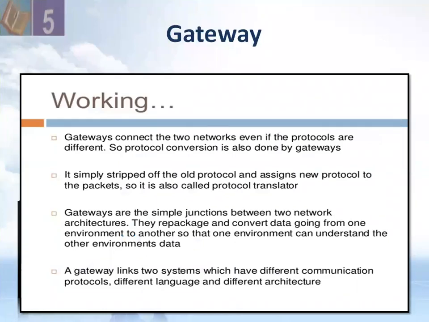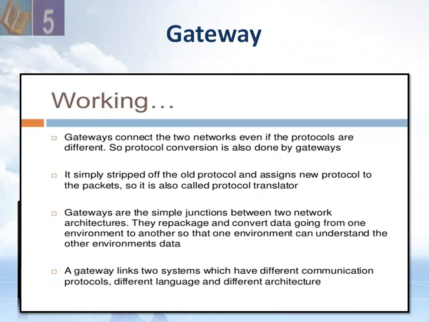Working of a gateway. Gateways connect two networks even if the protocols are different. So protocol conversion is also done by gateways. It simply strips off the old protocol and assigns the new protocol to the packet, so it is also called a protocol translator. Gateways are the simple junction between two network architectures.